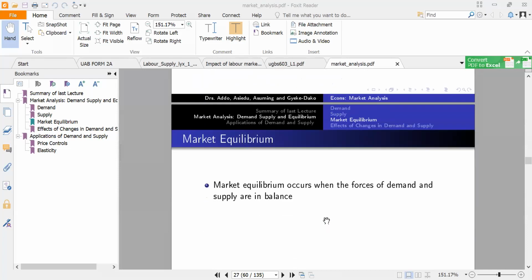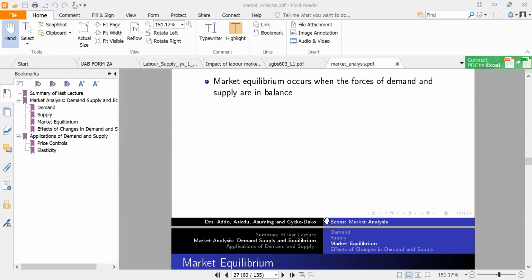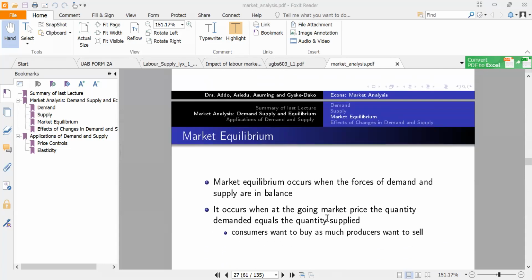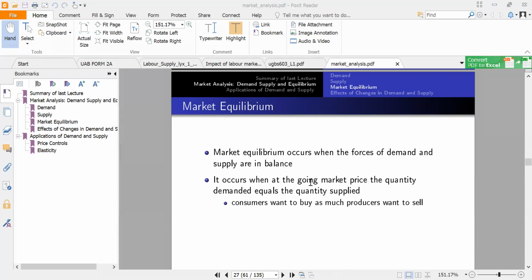We say that the market is in equilibrium when the forces of demand and supply are in balance, okay? When demand and supply interact, then the market clears, or there's market equilibrium. It occurs when at the going market price, quantity demanded equals quantity supplied. So say at price 5, the amount that consumers want is the same as the amount that producers are willing to supply. Then the market is in equilibrium. Consumers want to buy as much as producers want to sell, then it's balanced.